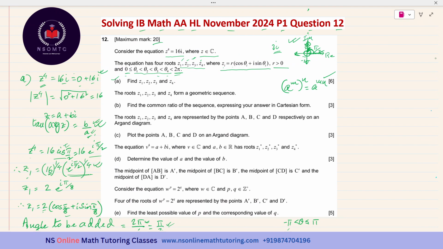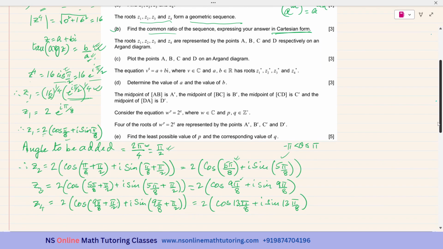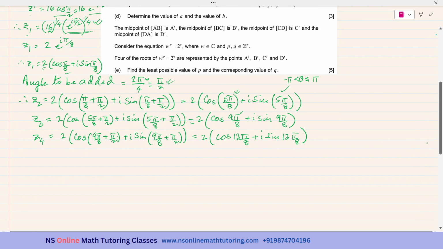The roots Z1, Z2, Z3 and Z4 form a geometric sequence. So part B's question is: find the common ratio of the sequence, expressing your answer in Cartesian form. Let us take the first two. We can take any two consecutive roots. And I am writing the first root in Euler's form. Z1 is equal to 2 cos pi over 8 plus I sin pi over 8. So this will be 2 e to the power of I pi over 8.